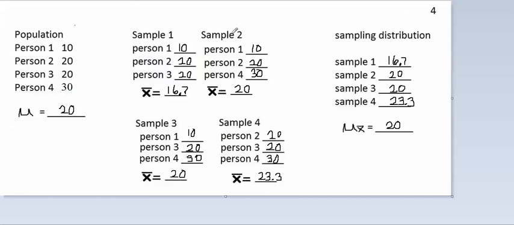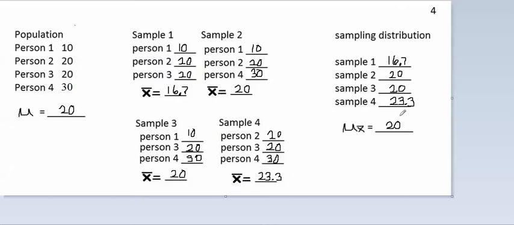Now let's try sample 2. 10 plus 20 plus 30 is 60. 60 divided by 3 is 20. We just need to do this 4 times, 1 time for each sample. Once we get the 4 sample means, we list them in the sampling distribution column.